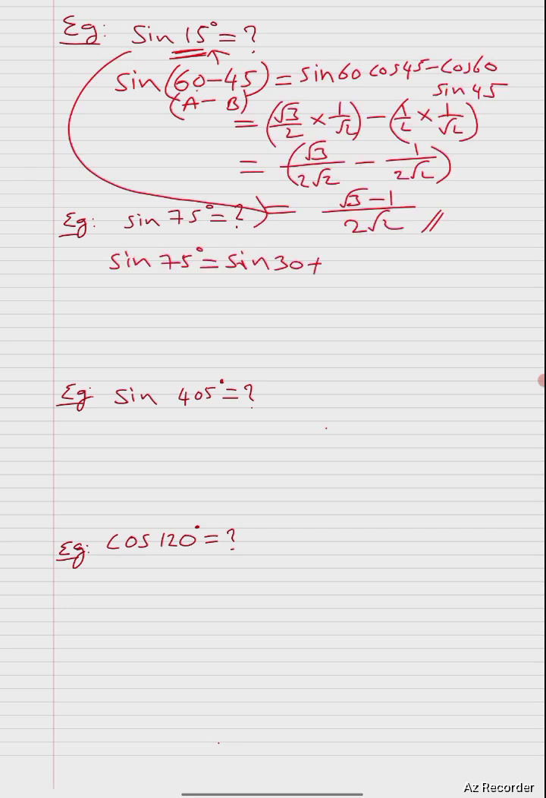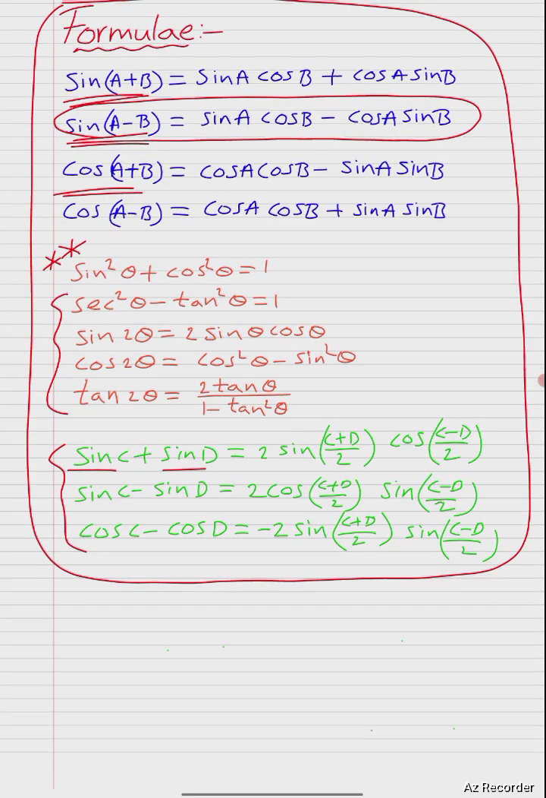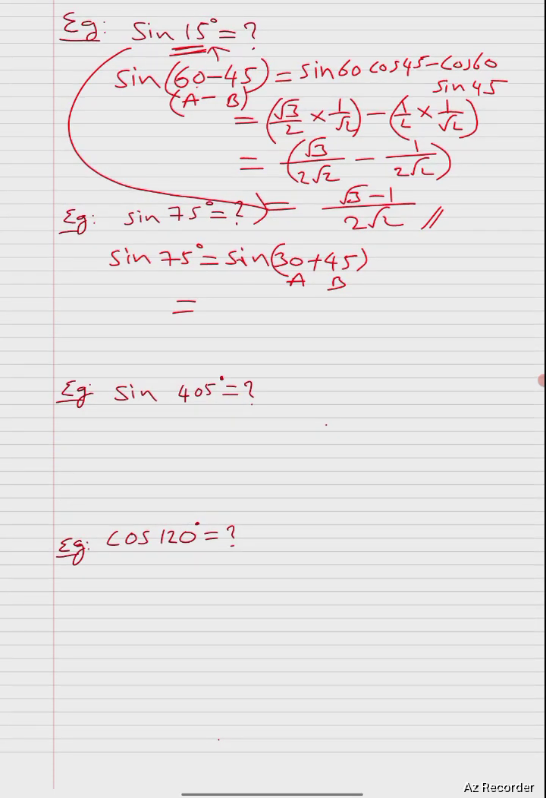So this angle can be written as sine of 30 plus 45. So here a is 30, b is 45. Now it is in the form of sine a plus b. What's the formula for sine a plus b? Sine a plus b is sine a cos b plus cos a sine b.